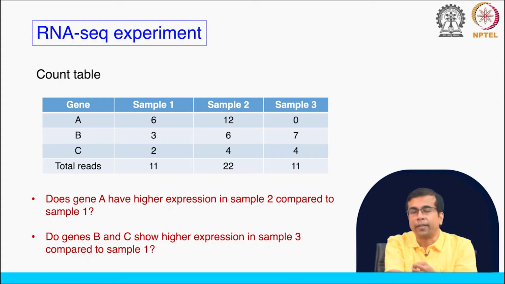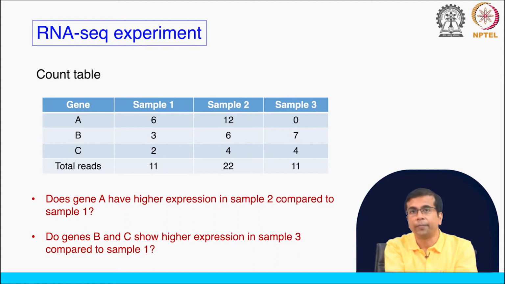We can extend this example further and imagine we now have 3 samples, sample 1, sample 2 and sample 3. We do the mapping as before, and we see these counts, the number of reads that map to each of these genes in each of these samples. For sample 1 we see 6, 3, 2 reads mapping to gene A, B, C respectively. For sample 2 we have the numbers 12, 6 and 4, and for sample 3 we have 0, 7 and 4.